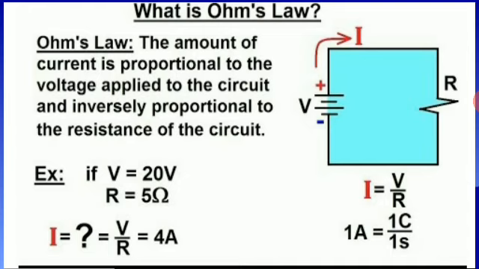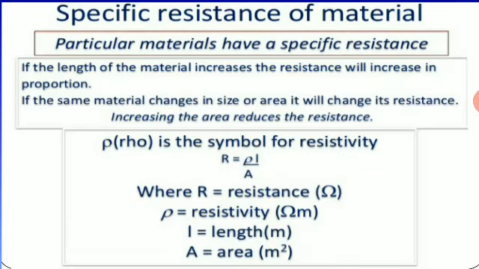Now we will come to the conductivity of the cell. We know that resistance is the opposition to current, and for this Ohm's law has been given to us. The amount of current is proportional to the voltage applied to the circuit and inversely proportional to the resistance of the circuit. According to Ohm's law, resistance is the property of a substance to oppose the current, and for this we also have the specific resistance.